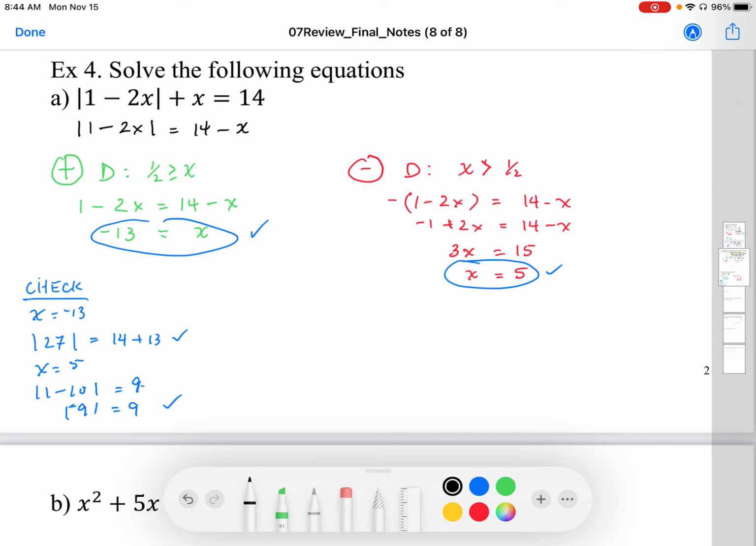Again, we can visualize what this solution looks like. We end up with an absolute value graph. It's going to have a vertex at 1/2. It's going to kind of have a slope like this.